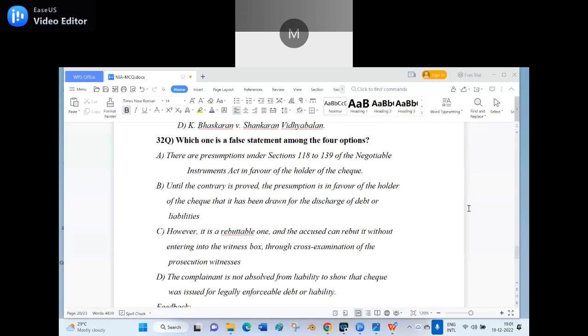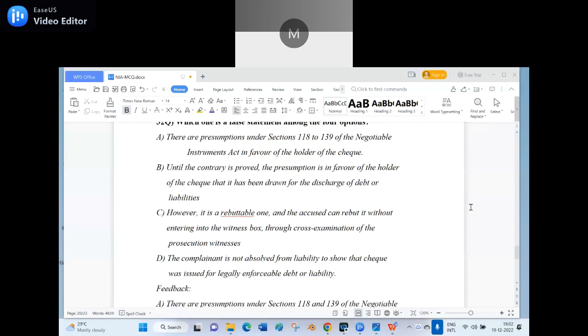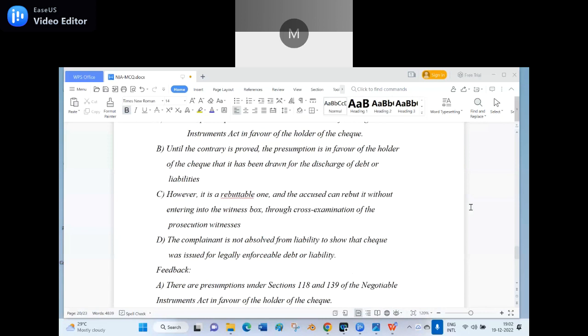C. Suppose if I say yes, it is the right answer. Of course, I don't say it's the right answer. Please check closely. Presumptions: from which section to which section will they be?